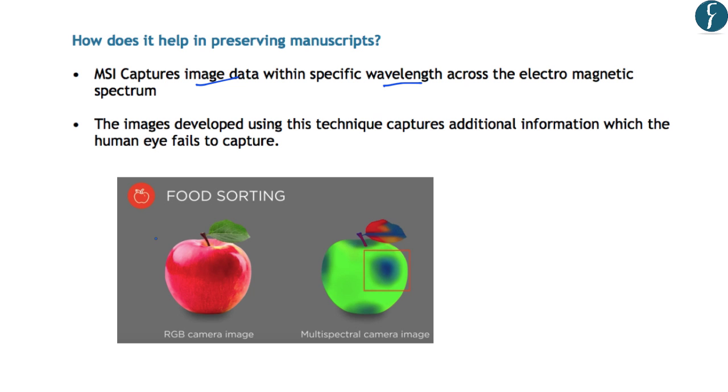Now, for example, if a picture of a fruit, a rotten apple, is taken by a normal camera, it looks in this manner. Now, if a multispectral image of that same fruit is taken, it provides information regarding which areas of the apple are rotten. And due to this, multispectral imaging has an application in the food sorting process, in which rotten food or rotten fruits can be identified and replaced easily.